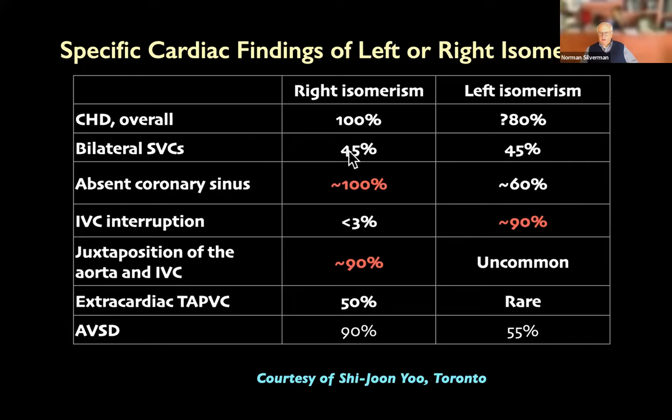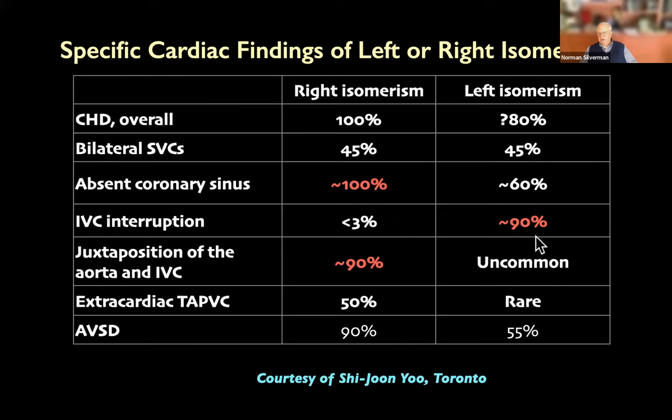The difference is that in right isomerism, they go to the roof. In left isomerism, because there's a coronary sinus, one drains into the coronary sinus, which usually has a coronary sinus septal defect. The coronary sinus is absent in approximately 100% of patients. I've never seen an example of a coronary sinus in right isomerism. In 60% of patients, the coronary sinus is defective because of the SVC.